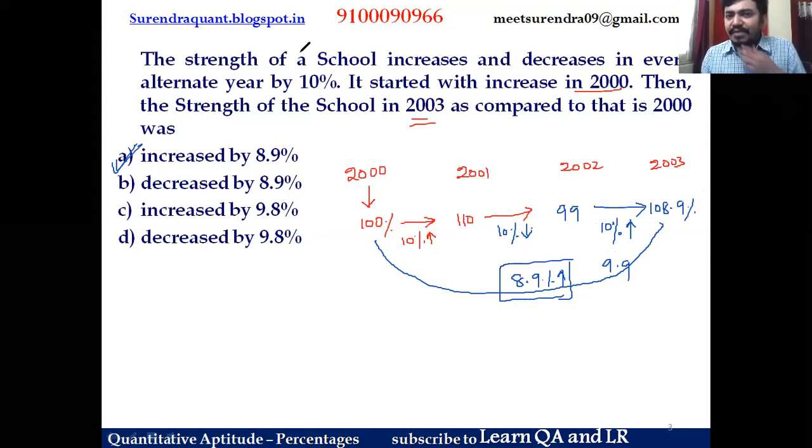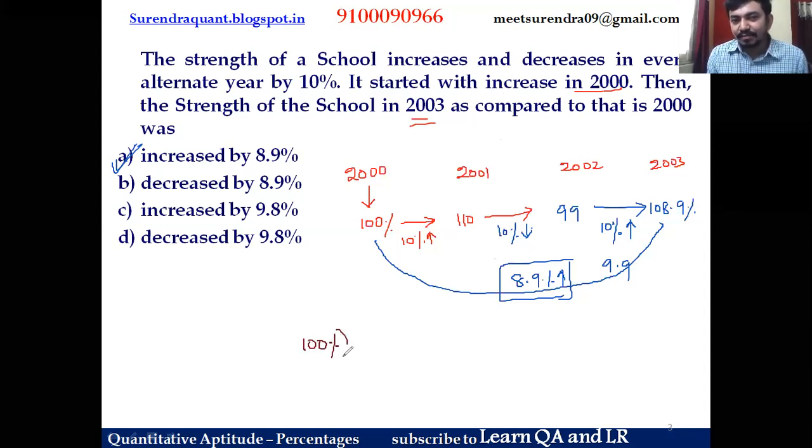But as you have 3% changes, you cannot go for the A plus B plus AB by 100 model because there are 2 variables only, but here 3 variables are there. What is the other suggestible method? Multiplying factors model. Let us say the strength in 2000 is 100%, friends. What happens in the first year? 10% increase, 110%. What happens in second year? 10% decrease, 90%. What happens in third year? 10% increase, 110%.